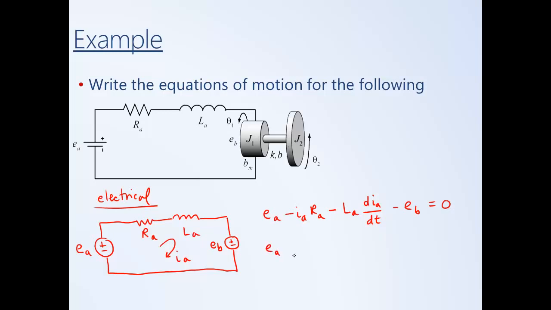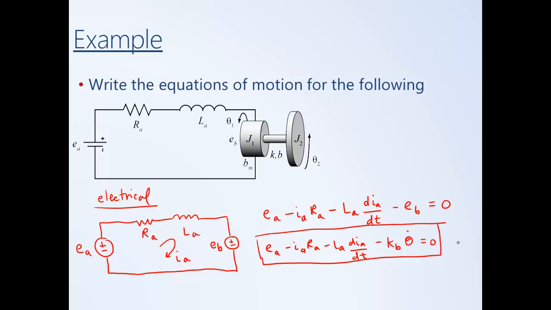If I just go ahead and quickly rewrite this and substitute for back EMF, where I know that the back EMF is equal to the back EMF constant times the rotational speed of the rotor. This gives us the first of the 3 differential equations that we need to describe the motion of this system.